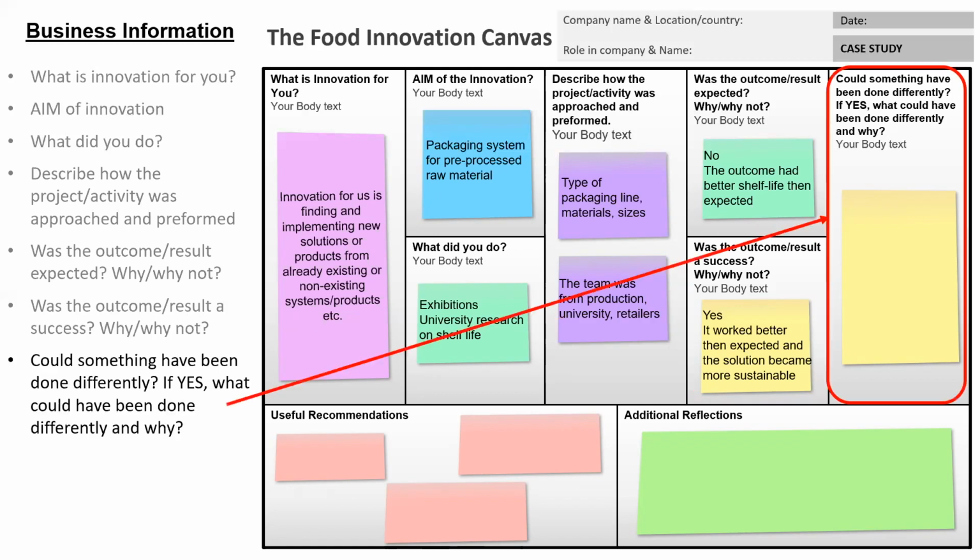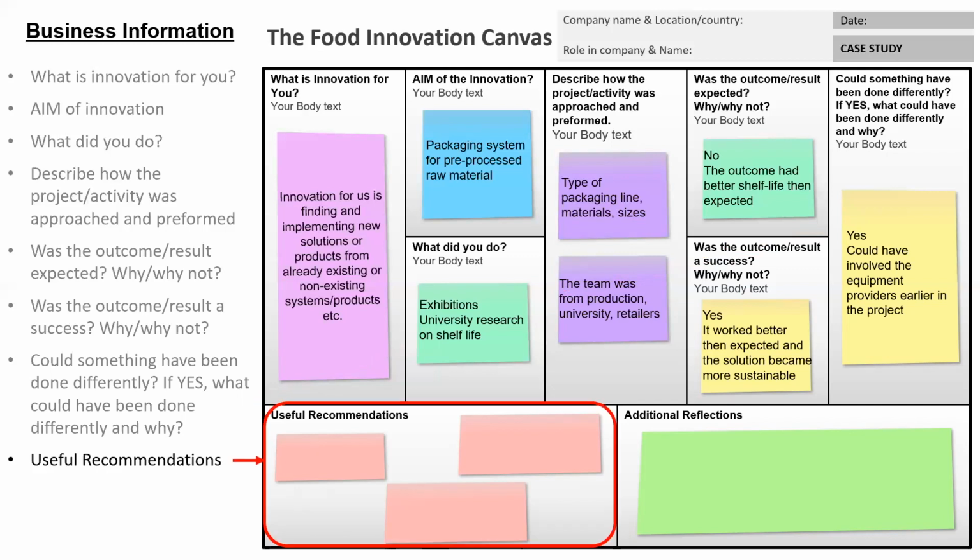In the next box, we want you to answer the question, could something have been done differently? And if yes, what could have been done differently and why? It could, for instance, be choice of team or competence. It could be the network, the contracts, equipment, collaborators. In our fictive company, something could have been better, and that was to involve the equipment providers earlier in the project.